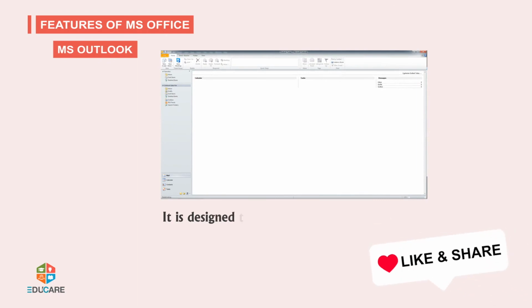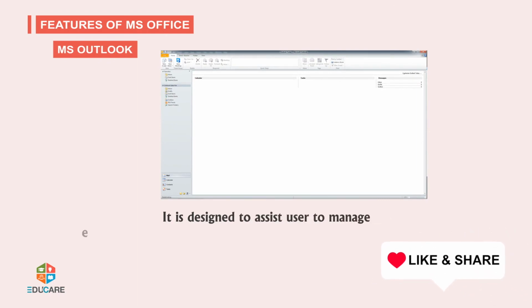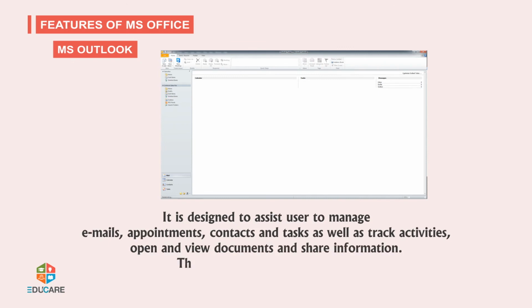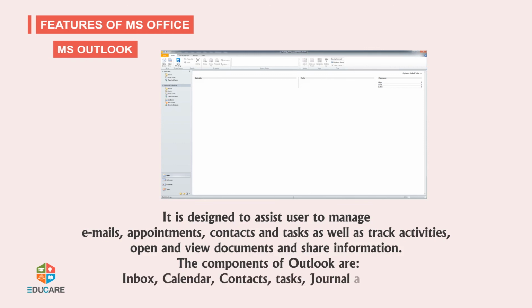MS Outlook. It is designed to assist the user to manage emails, appointments, contacts, and tasks, as well as track activities, open and view documents, and share information. The components of Outlook are Inbox, Calendar, Contacts, Tasks, Journal, and Notes.